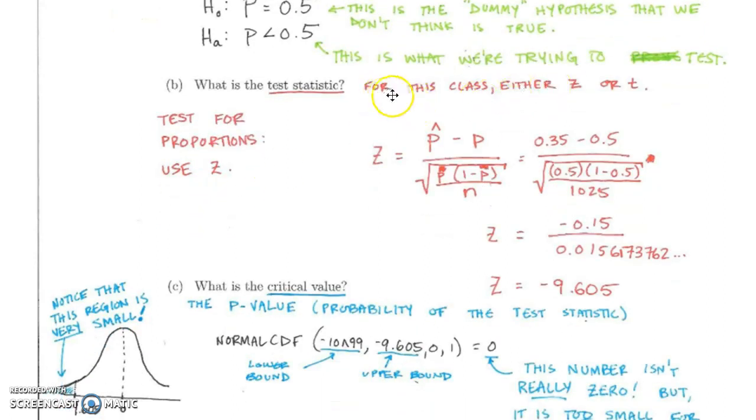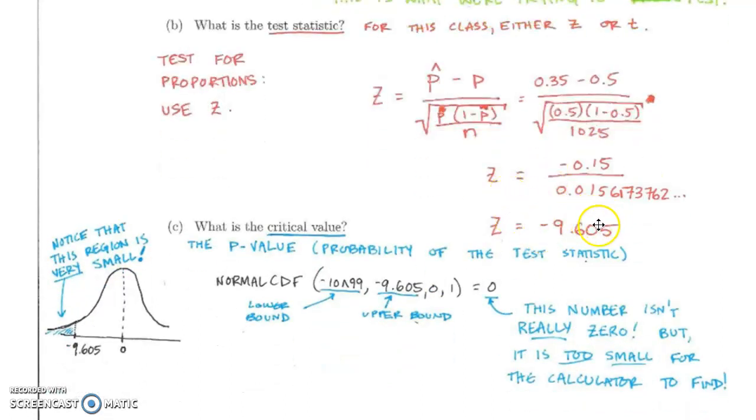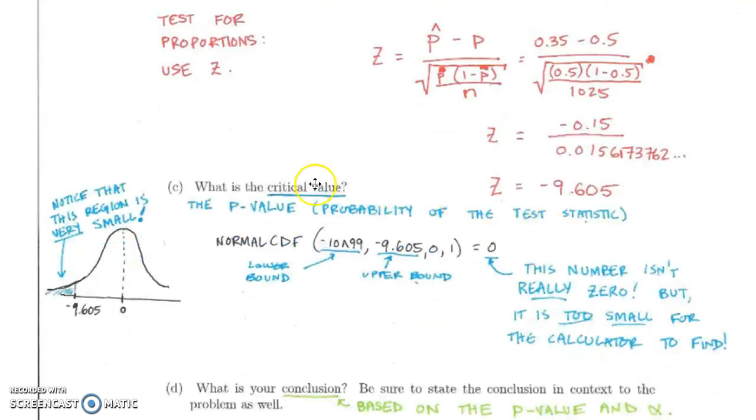In this class, we'll only be using two test statistics, either Z or T, and every time we do proportions, we're using Z. The calculation of Z is pretty straightforward. This formula is not that bad to use. Keep in mind we're using P here, which is the population proportion, 0.5 and 1 minus 0.5 respectively, and the calculation is pretty straightforward. We get negative 9.605.